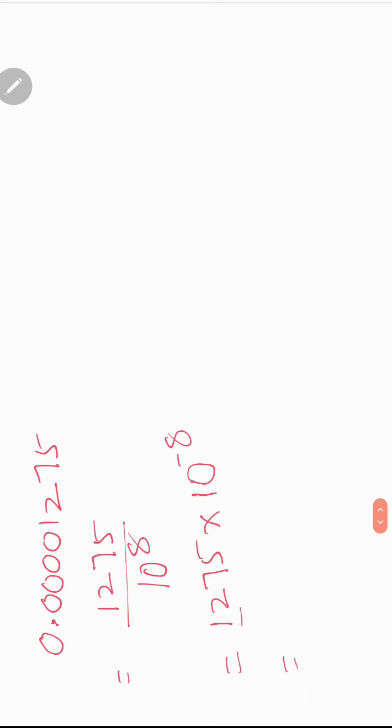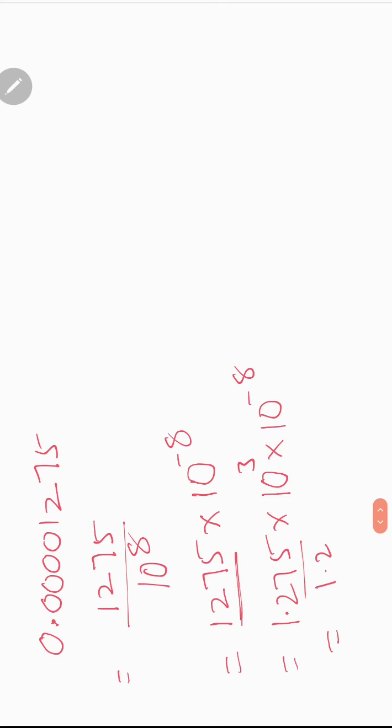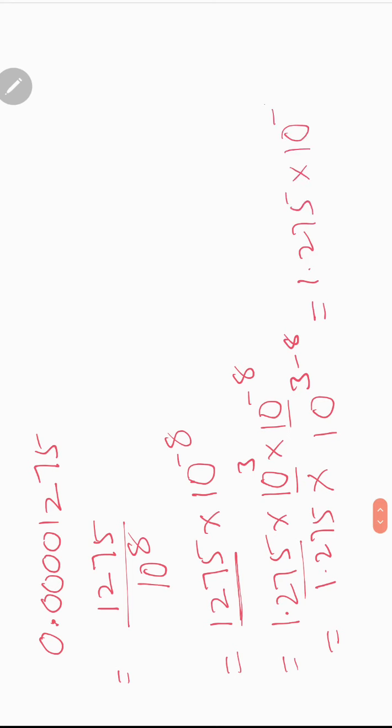After this, I told you already, 1275 has more than 1 digit. That means converting into a decimal. So 1.275. When we are converting, after the point, how many digits are there? 3. That means 10 to the power of 3 we have to multiply, and 10 to the power of minus 8. Now we can write 1.275 into 10 to the power of 3 times 10 to the power of minus 8. These two bases are equal, so powers must be added. So 3 plus minus 8, that means 3 minus 8. Finally we'll get 1.275 into 10 to the power of minus 5. This is the standard form.